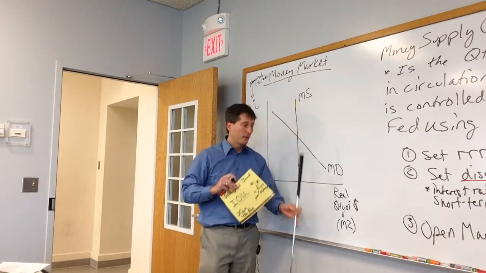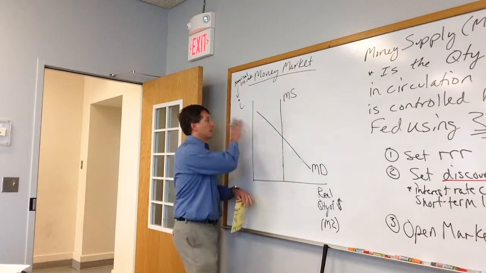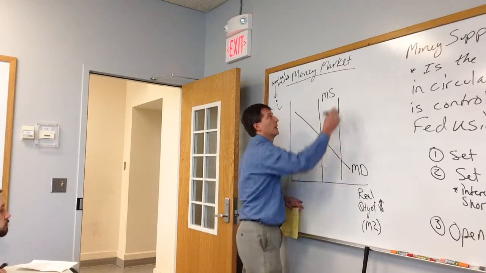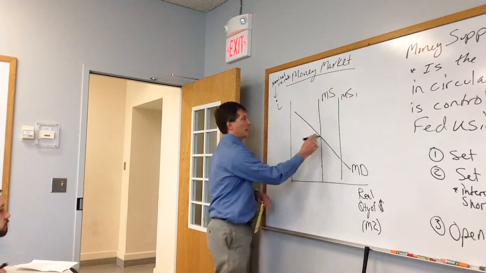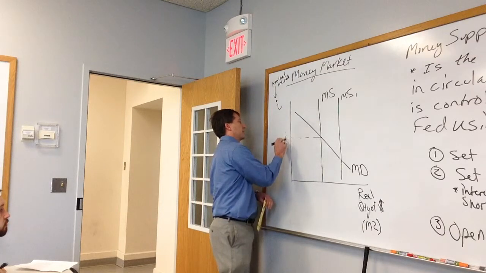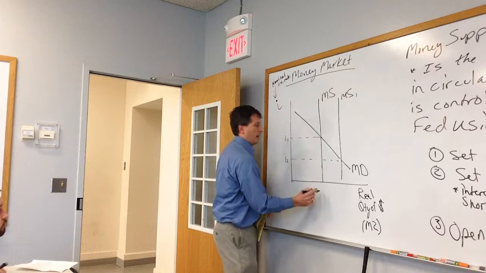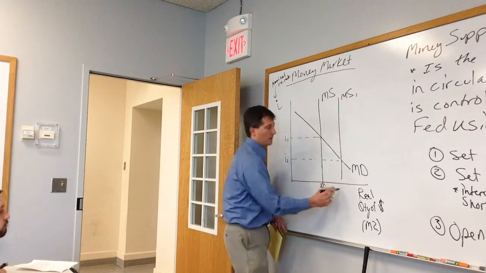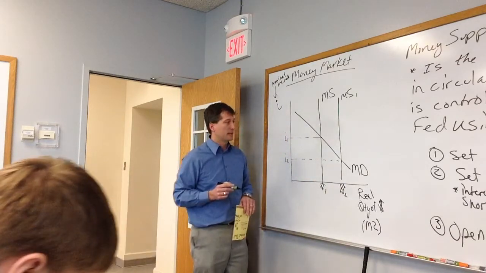So when the Fed wants to decrease interest rates, they increase the money supply. And that will cause a drop in the interest rates from I1 to I2. And money goes from this level to this level. An increase in the money supply.